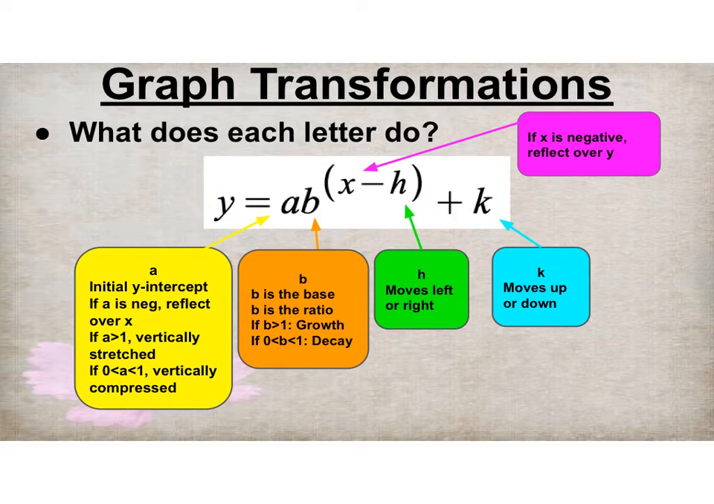Also, another thing that x and the exponent is going to do is if x is negative, it's going to reflect it over y. So when I have, say, a growth, but then I have y equals 2 to the -x, that's going to reflect it over y, and it's going to look like a decay, but it's actually the reflection of a growth.